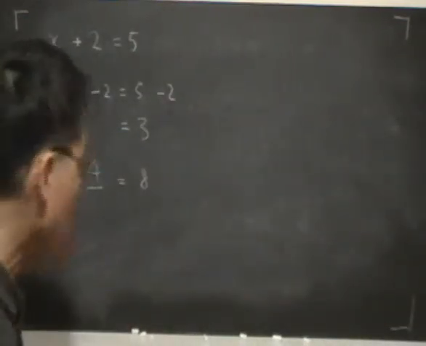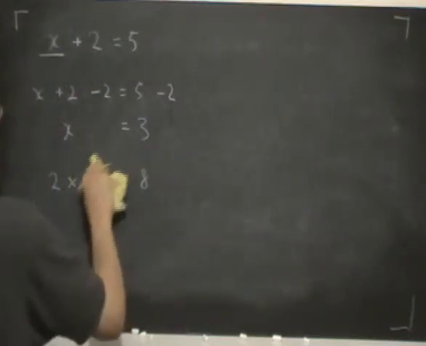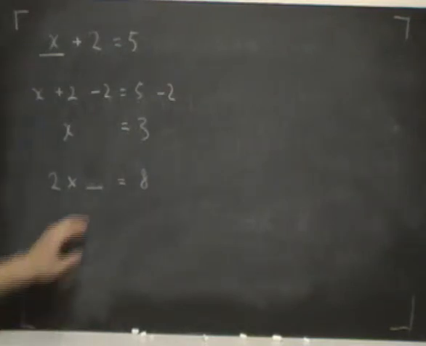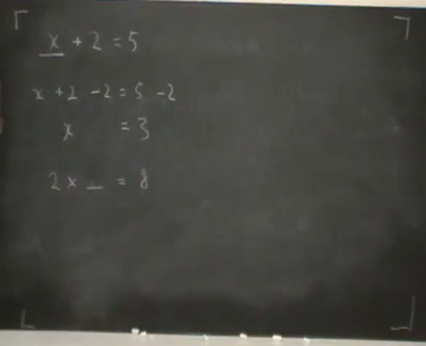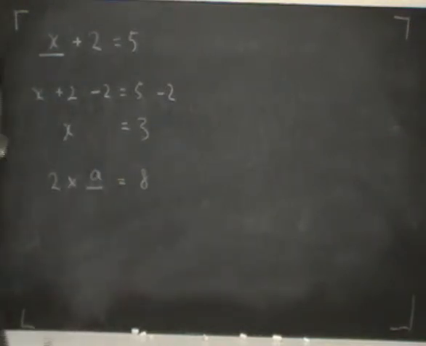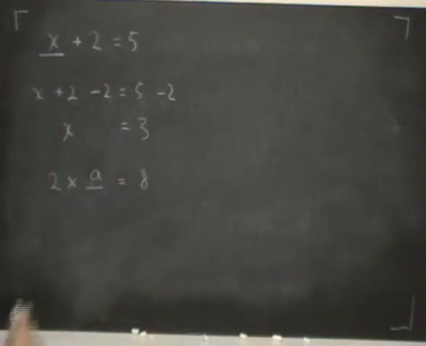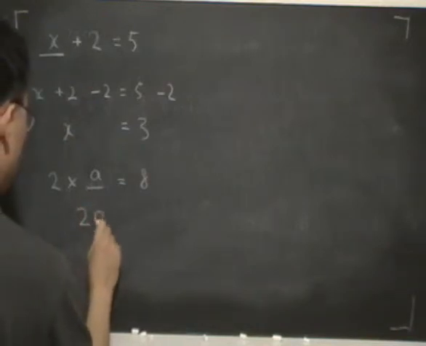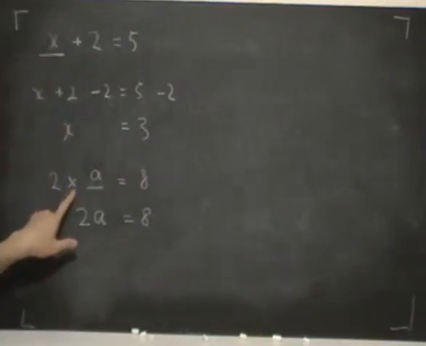Let's do it the algebra way. Now, once again, let me clean away the 4. So we have this blank, this unknown number that we must find: 2 times blank is equal to 8. Let me give it a name. Let me call it A. So 2 times A is equal to 8 and we want to find A. In algebra, if I have 2 times A, I can write it as 2A. I can leave out the times sign.